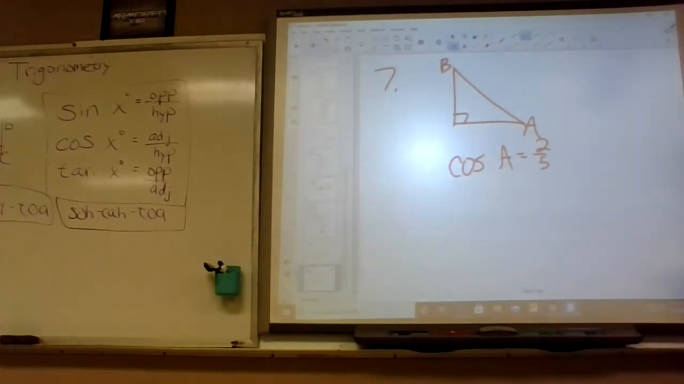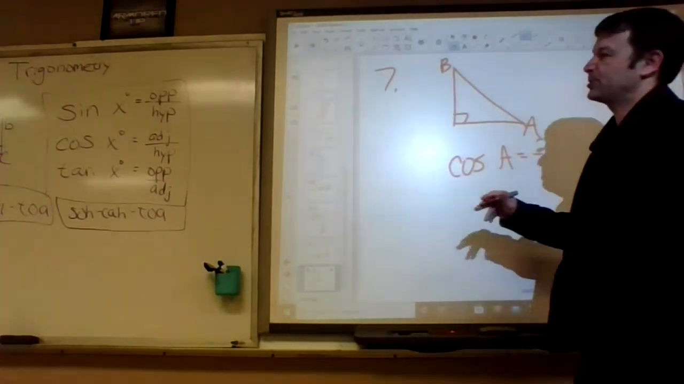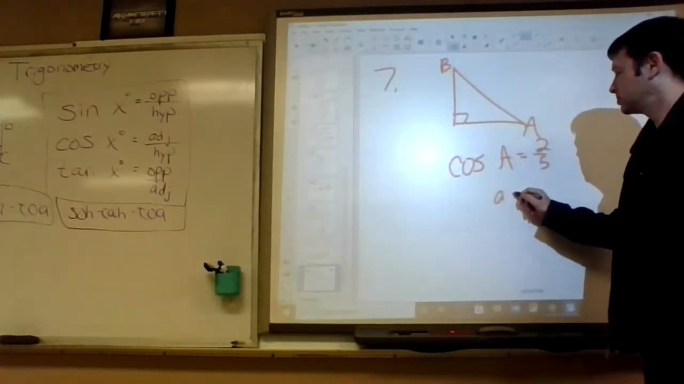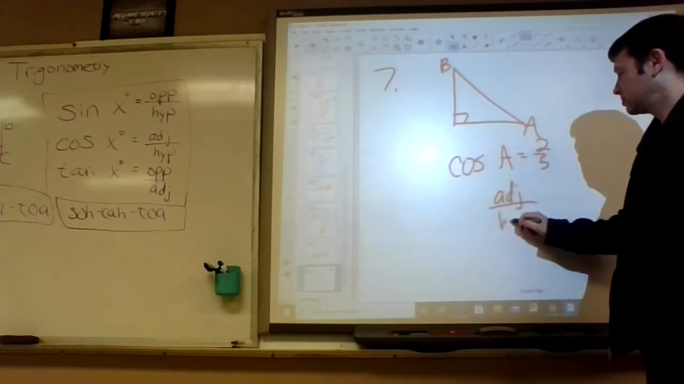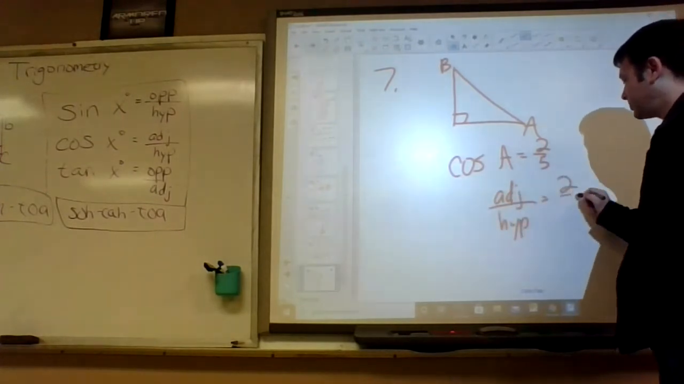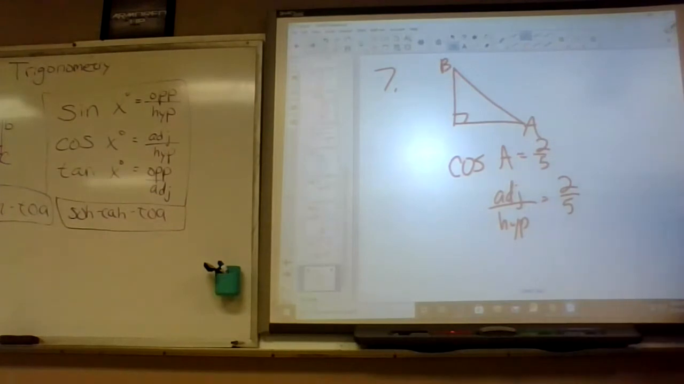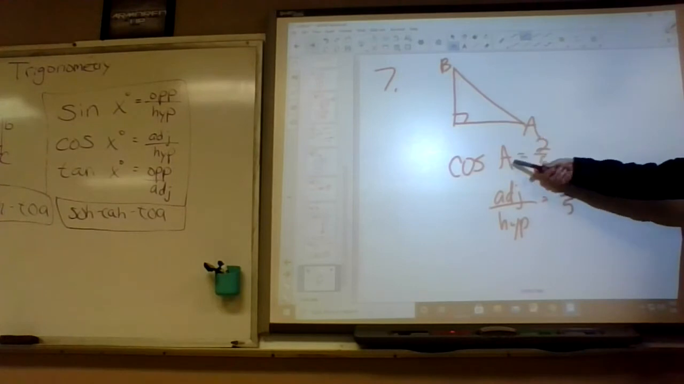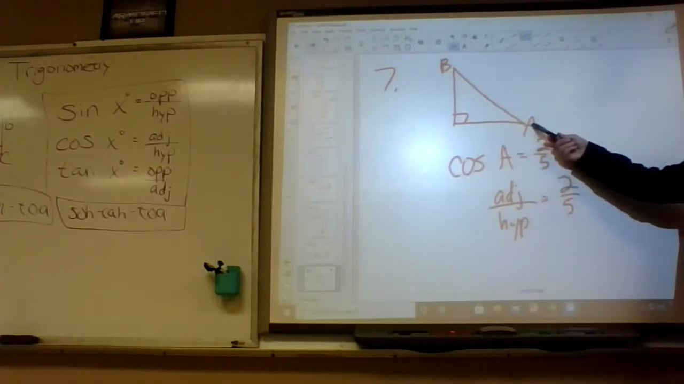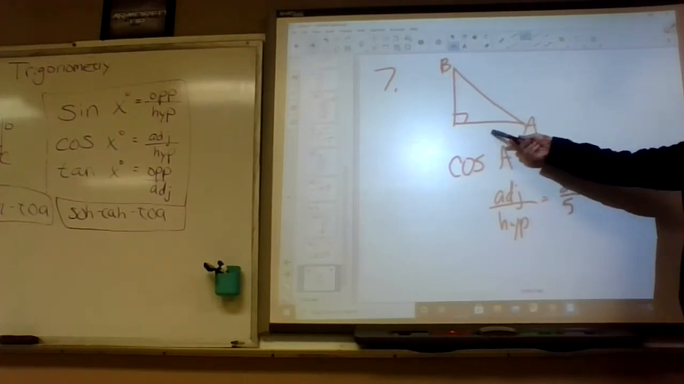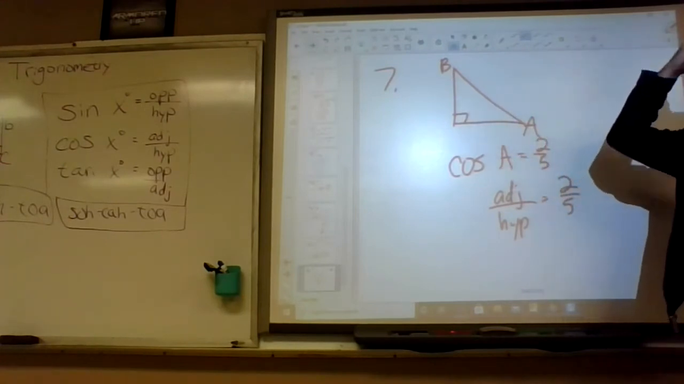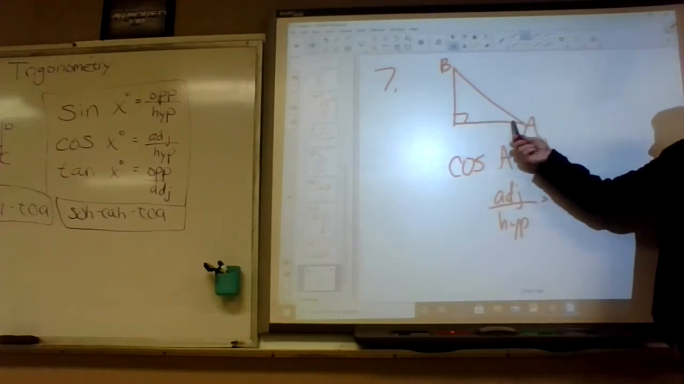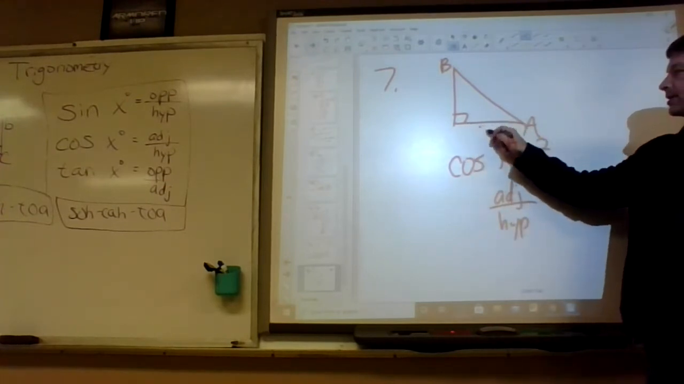Alright, cosine is supposed to equal the adjacent over the hypotenuse. So the adjacent over the hypotenuse is supposed to be 2/5. So the adjacent is 2. So relative to angle A, what side is adjacent to A? The bottom. It's the bottom. Bottom is adjacent to A, so I'm going to put my 2 down there.